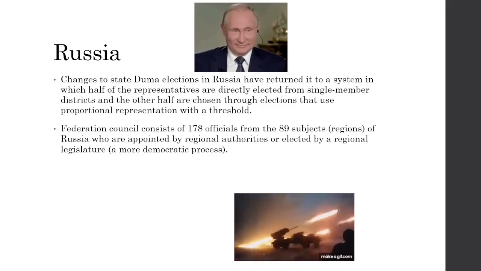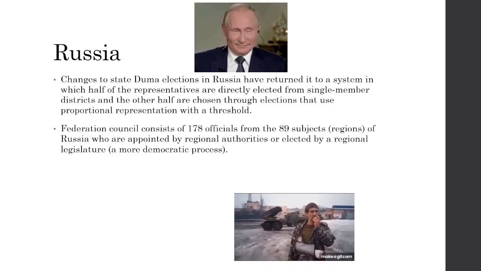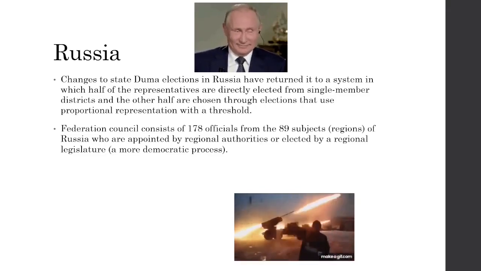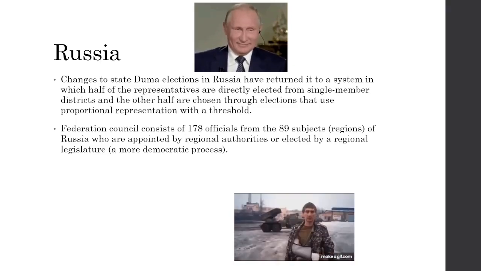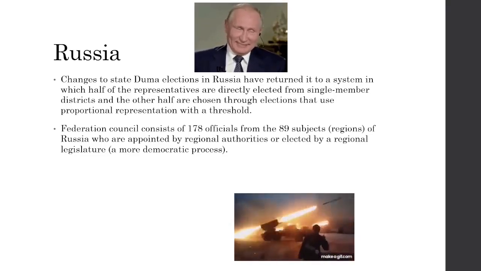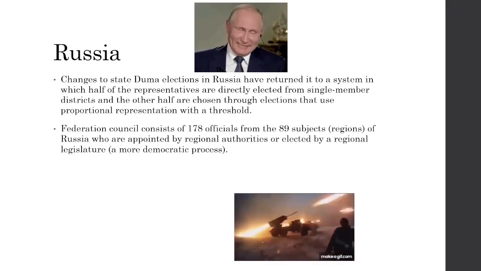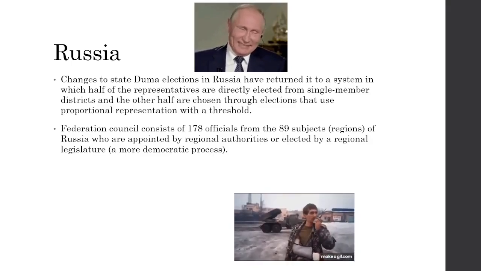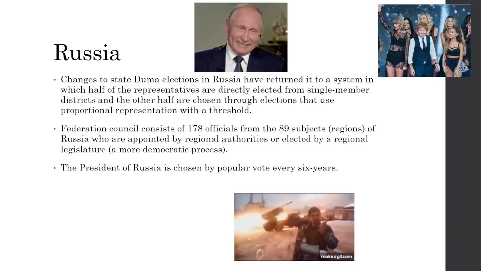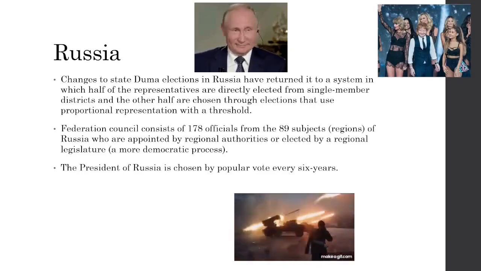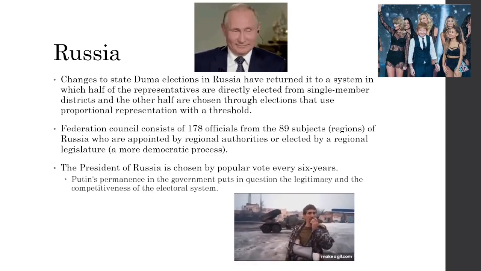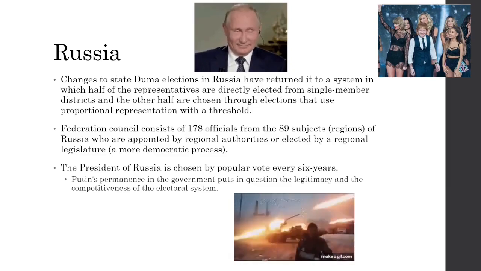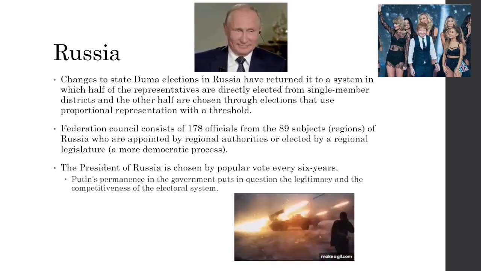are appointed by regional authorities, or they're elected by a regional legislature, which is a little more democratic than just having 1 or 2 regional authorities choosing a person for the upper house. But it's also notable that the people here aren't directly electing the members of the Federation Council, unlike in the Duma. The president of Russia is chosen by popular vote every 6 years, pretty standard consecutive system. But Putin's permanence in the government, his prominence, puts into question the legitimacy and the competitiveness of the electoral system.